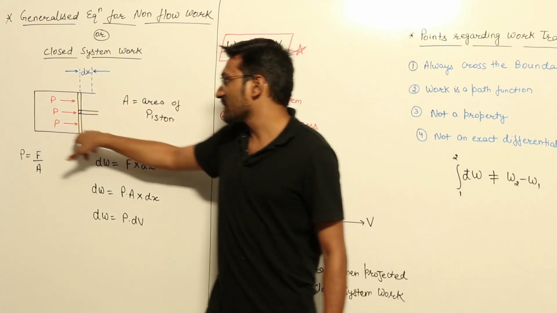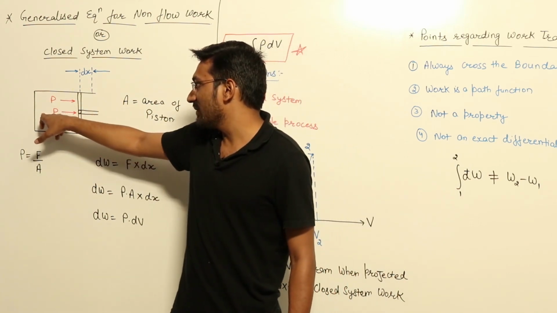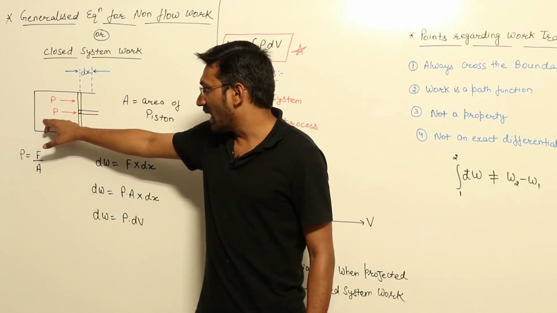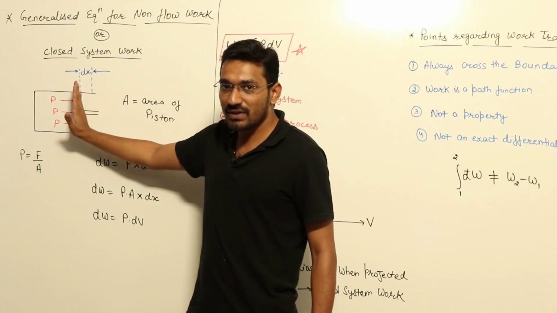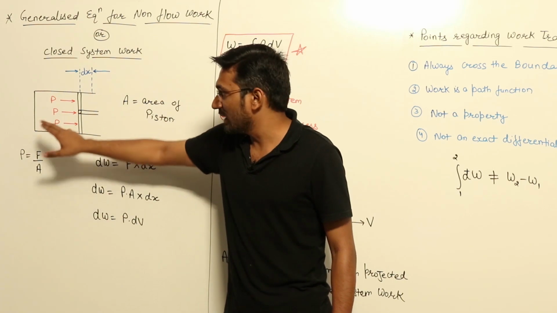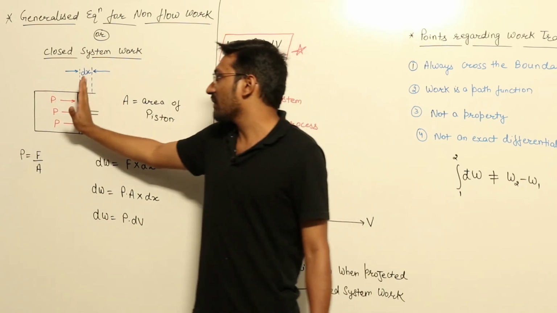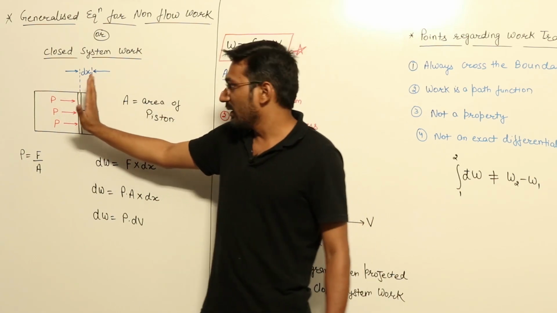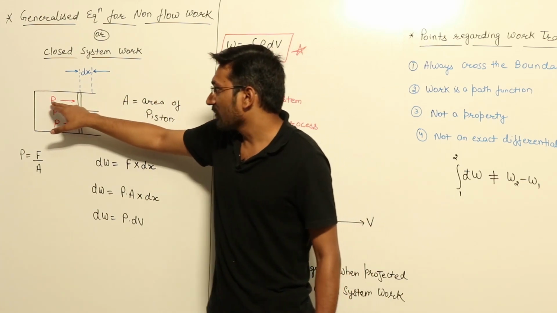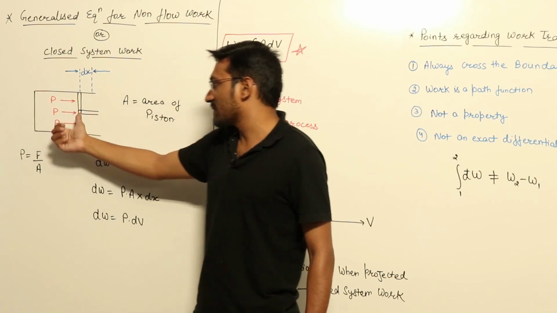Suppose I have this piston cylinder arrangement. This is a cylinder, this is a piston, and inside this cylinder there is some gas, some air filled in this. At this position, when the piston is here, the pressure inside the cylinder is P. Let us say A is the cross-sectional area of this piston, and now this pressure P is exerting some force on this piston, right?